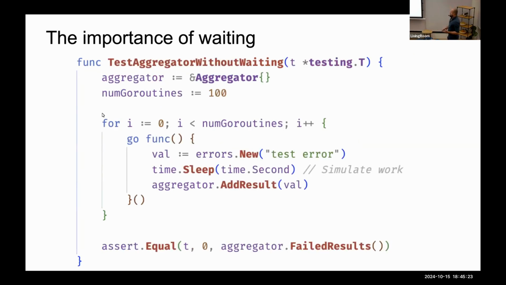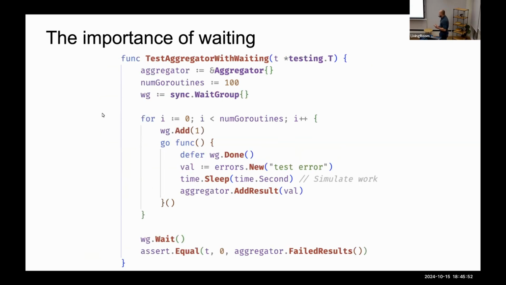So we could write a test that effectively just does this. It creates some aggregator, we spawn multiple Go routines. Here we simulate work, but let's say that something happens in that time. And once this work is done, we add this to the result, right? And then at the end of the test, we want to see that we got no errors. There's a problem here because this test will always pass, right? Because we have not waited for the Go routines to actually finish.